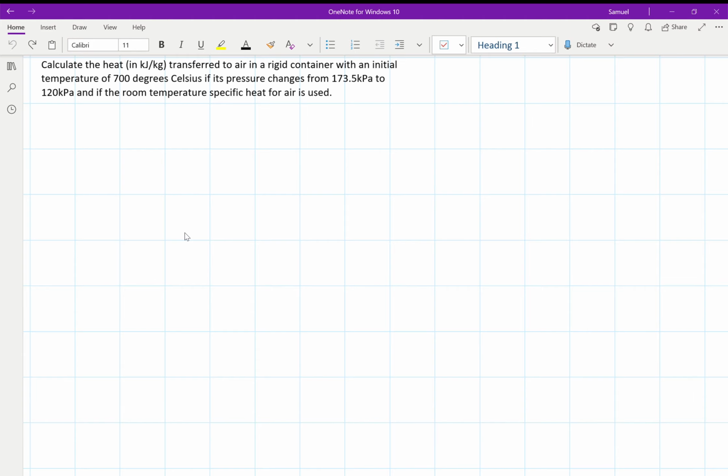It says, calculate the heat in kilojoules per kilogram transferred to air in a rigid container with an initial temperature of 700 degrees Celsius if its pressure changes from 173.5 kilopascals to 120 kilopascals and the room temperature specific heat for air is used.